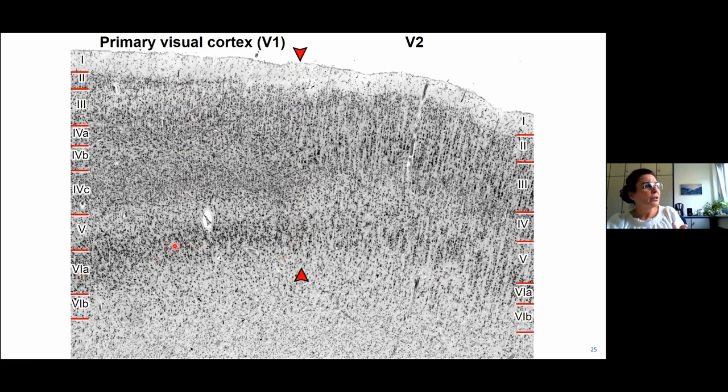So for example, this layer 6A that we have here, which is really darkly stained in V1, is no longer that darkly stained in V2, and so on and so forth. The primary visual cortex is a primary area, so it's the first part of the brain where we become aware of the fact that we have seen something. And that is the same as the primary somatosensory cortex. It's the first part of the brain where we become aware of the fact that we've sensed something.